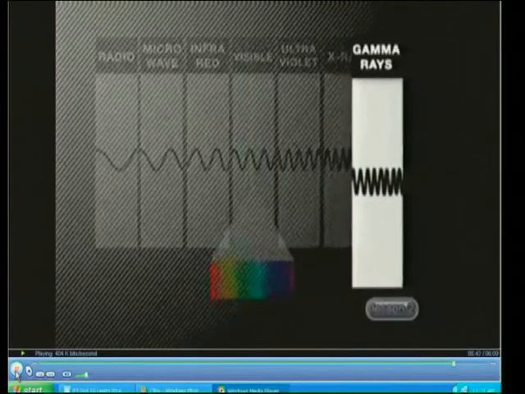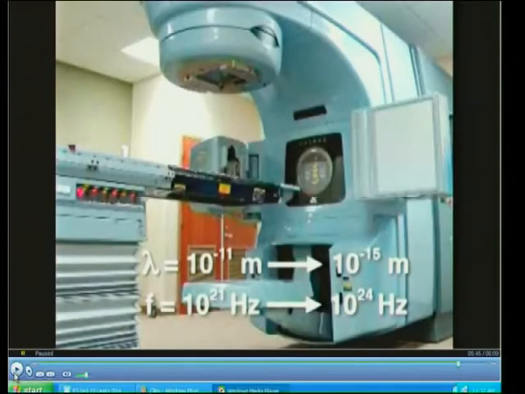Actually, last part of the spectrum, gamma rays. Now, gamma rays are extremely dangerous. Very high frequency, very, very small wavelengths. So our gamma rays range between 10 to the minus 11 and 10 to the minus 15 meters for wavelength, and 10 to the 21 to 10 to the 24 hertz for frequency. That is extremely high, okay? Now, what that means is gamma rays are very, very dangerous. Gamma rays, if you're exposed to them enough, can kill you.